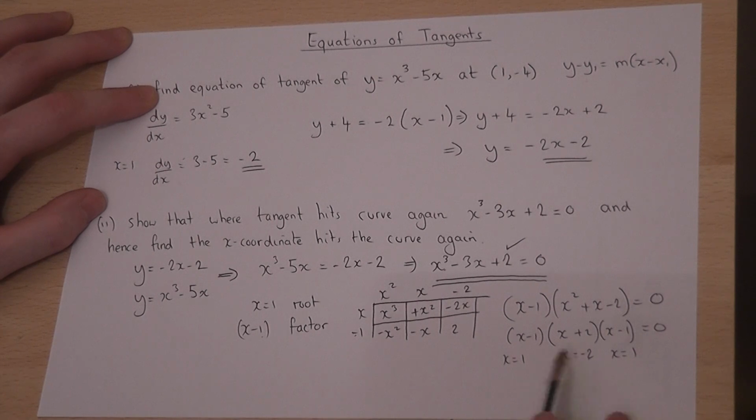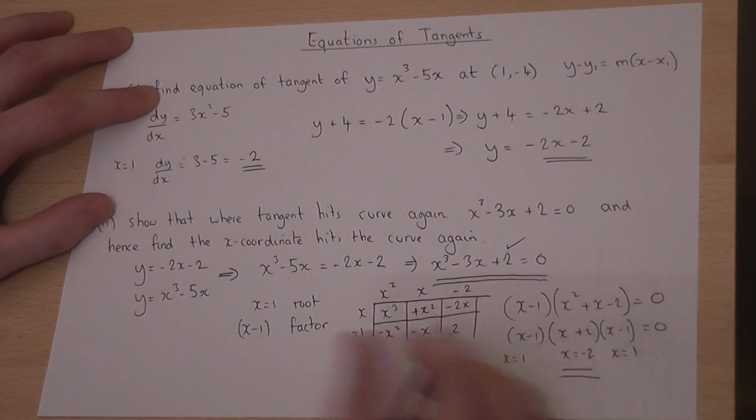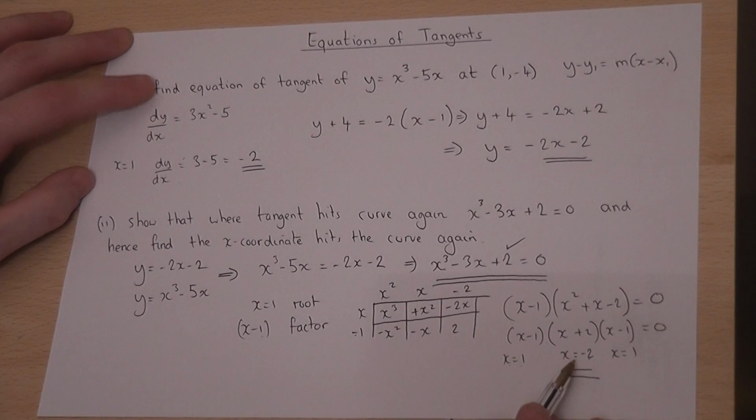It is no surprise that x equals 1 occurs twice. The tangent is where the line just touches the curve, and therefore you should expect a repeated root. This is our other solution, which the question wanted us to find, i.e. x equals minus 2.